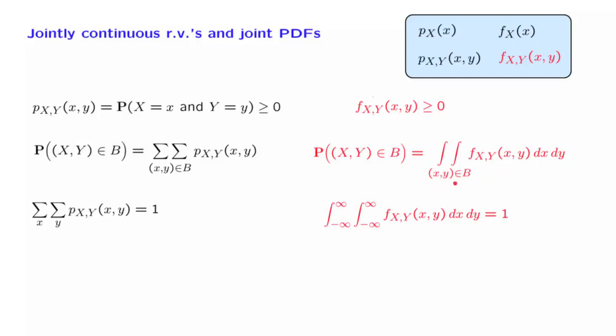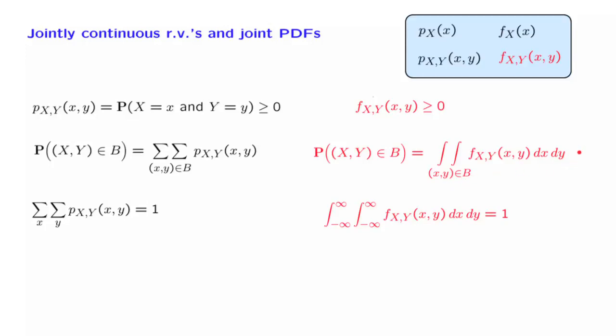We integrate over a particular two-dimensional set, and we take this value that we integrate, and we can think of this as the height of an object that's sitting on top of that set.